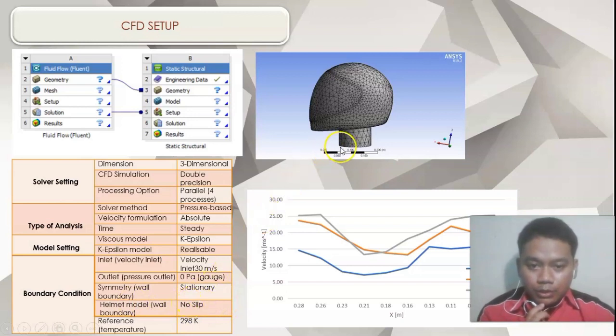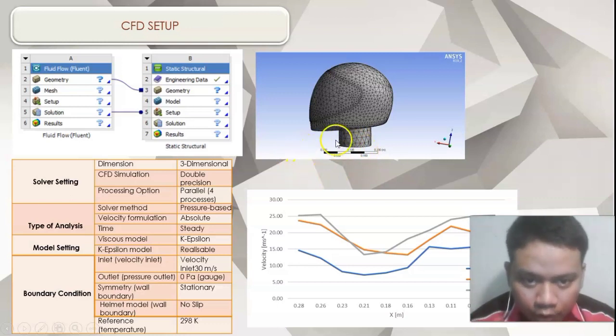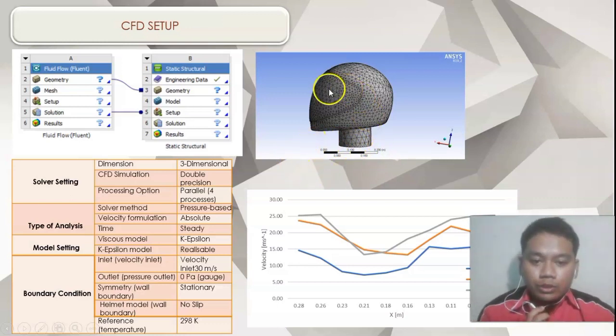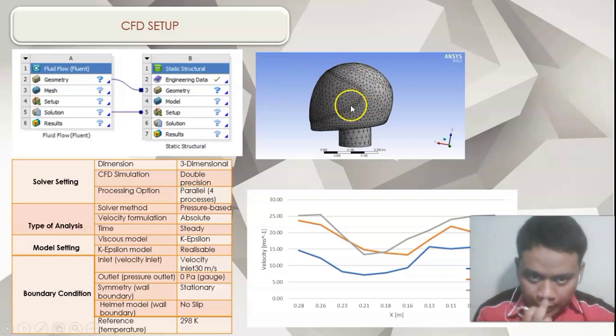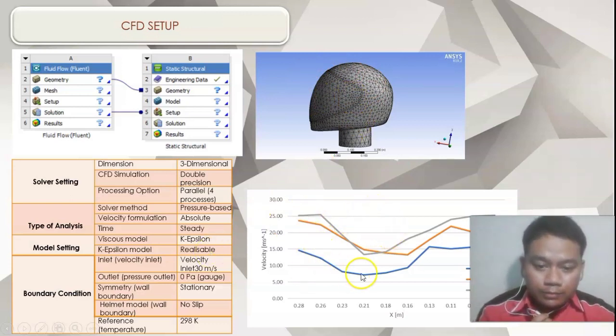At the bottom of the helmet we use a fixed structure, because we don't want any effect on the lower body part. We always want the result obtained on the neck and the helmet. So this is some of the meshing process.